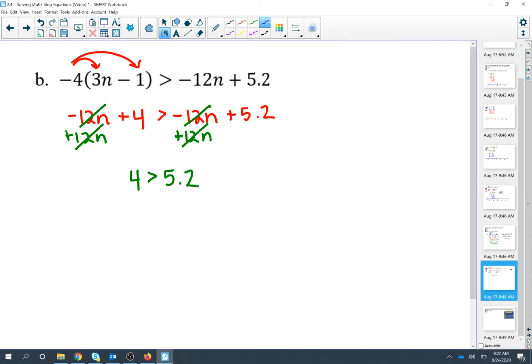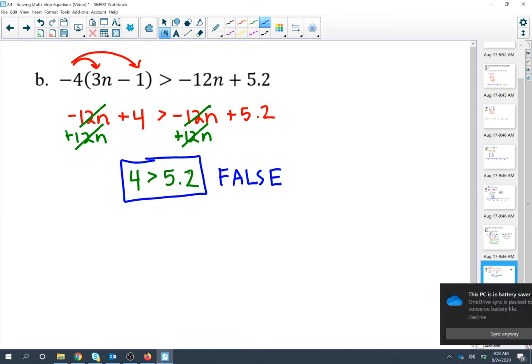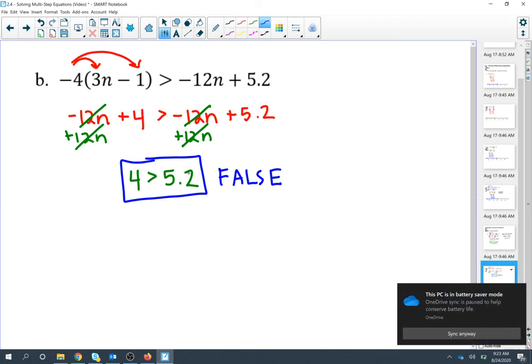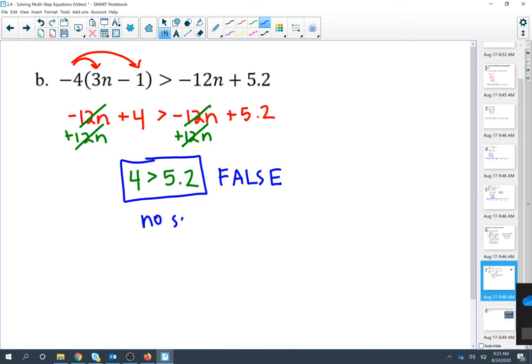Now again, I want you to look at this statement. 4 is greater than 5.2. That's false. There's no variable there. There's nothing I can do to play with that. That is a false statement. So because this is a false statement, this is a no solution. There is no number that you can choose that when you substitute it back in, it's going to work.